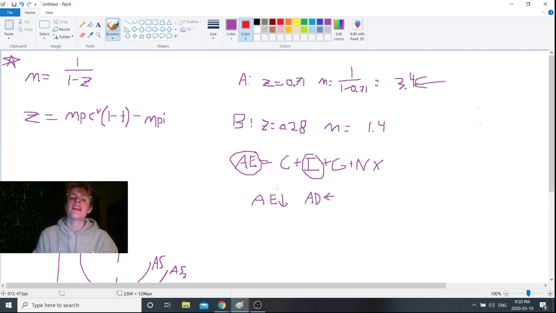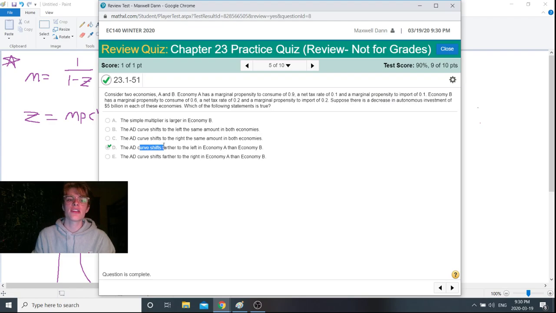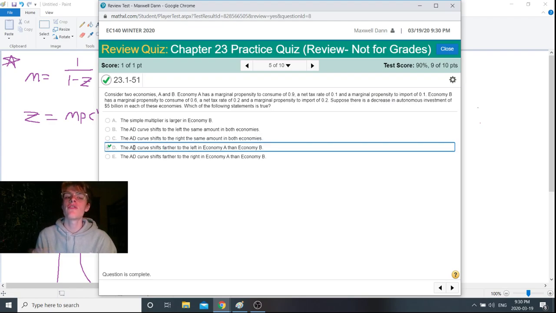And it's going to happen in a greater amount in A because it has a larger multiplier. So the correct answer here is the AD curve shifts farther to the left in economy A than economy B.